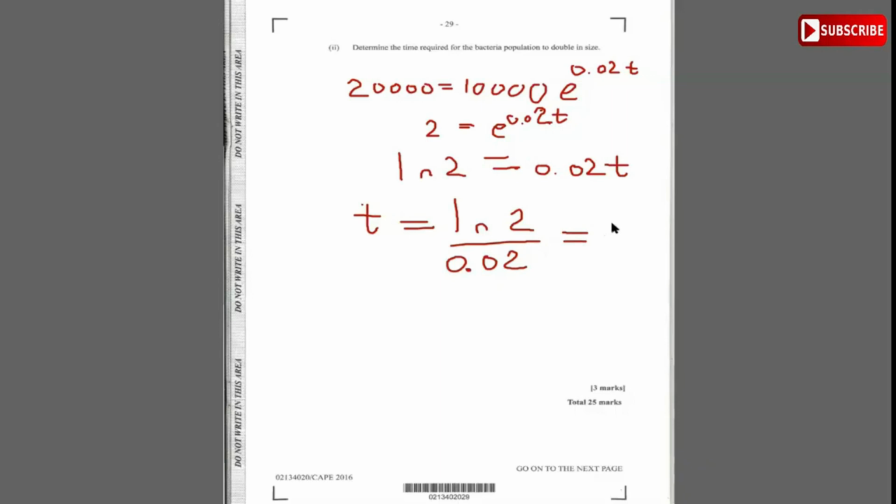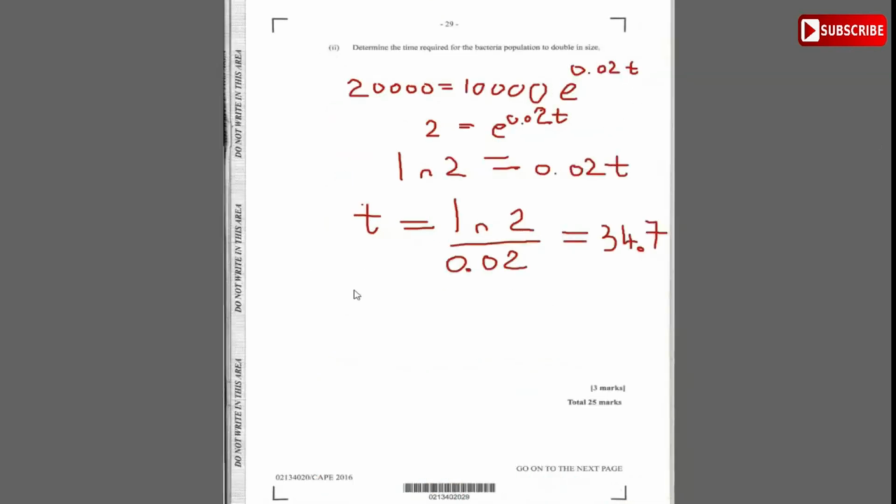And I'm getting 34.7. So it will take roughly 34.7 years to double. Is that years? Let me check. t is in hours. It will take roughly 34.7 hours.